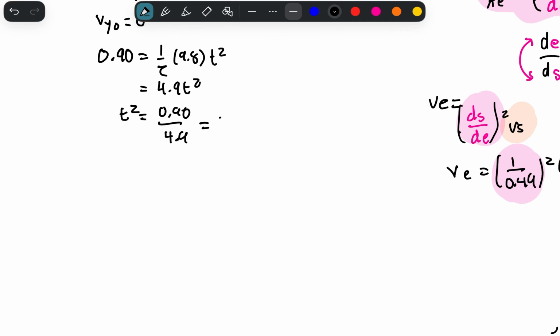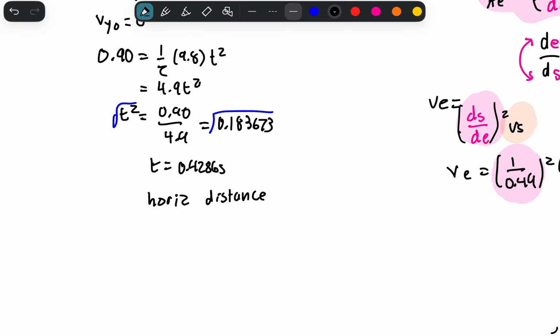And then that's 0.183673. You're going to take the root of both sides, and then you would just get that t is equal to 0.4286 seconds. And then horizontal distance, just like we did earlier, it's pretty simple. You just take your vx component times the t we just found. So that's this t.